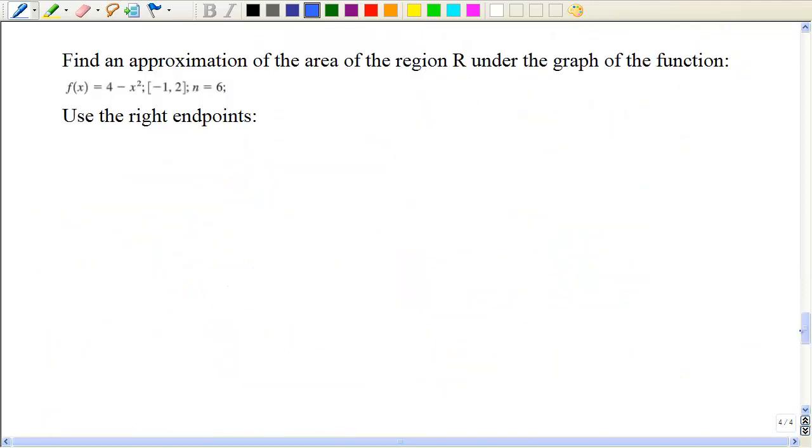Let's look at this question. It says, find an approximation of the area under the graph of the function 4 minus x squared, which is another parabola, from -1 to 2.